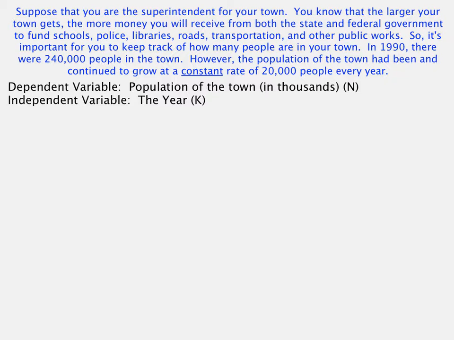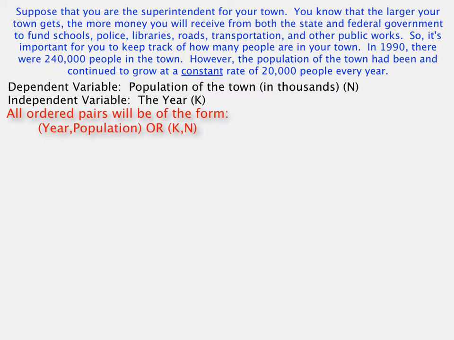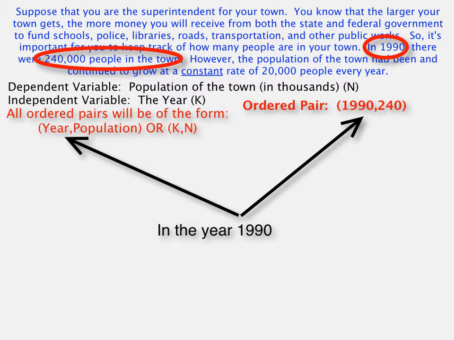Okay, so my claim is we have one piece of data about what the population of the town was in a given year. In 1990, there were 240,000 people in the town. And my claim is we can make an ordered pair out of that piece of data. And note, all of our ordered pairs are going to be of the form k, comma, n, right? Year, comma, population in thousands. So my claim is we can take this piece of data and write it as an ordered pair, 1990, comma, 240.